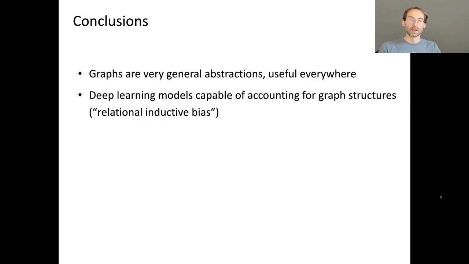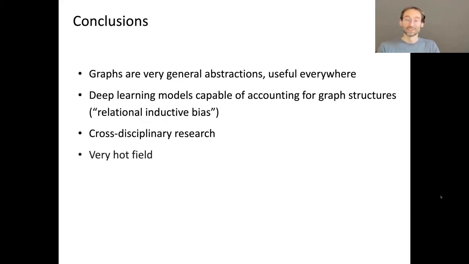So to conclude, I think graphs are very general abstractions, useful everywhere in a lot of practical problems. And what I showed today, graph neural networks in particular, are a way of capturing meaningful geometric inductive biases that are suitable for graph-structured data. It is really cross-disciplinary research, and at least in my career, I've had the luck to work with people that otherwise I would not even meet in the same conferences, whether it's protein engineers or particle physicists or clinicians or even the chef. And this is a very hot field in machine learning.